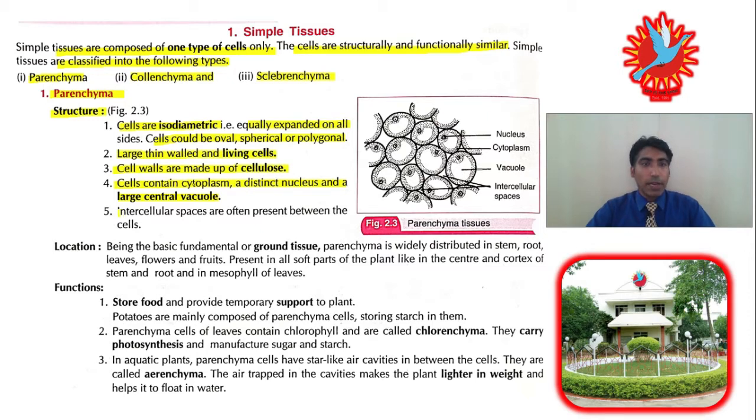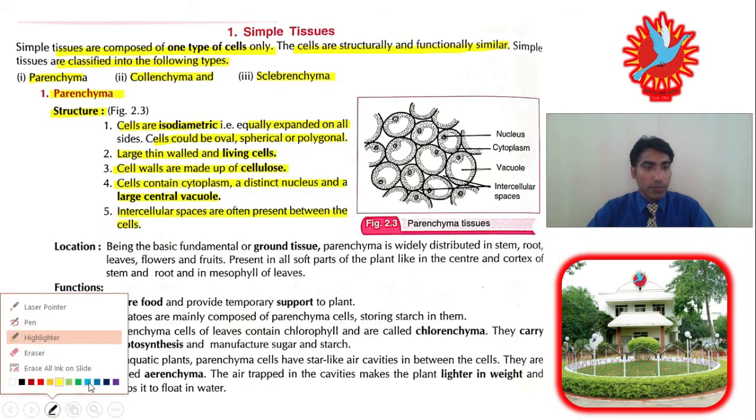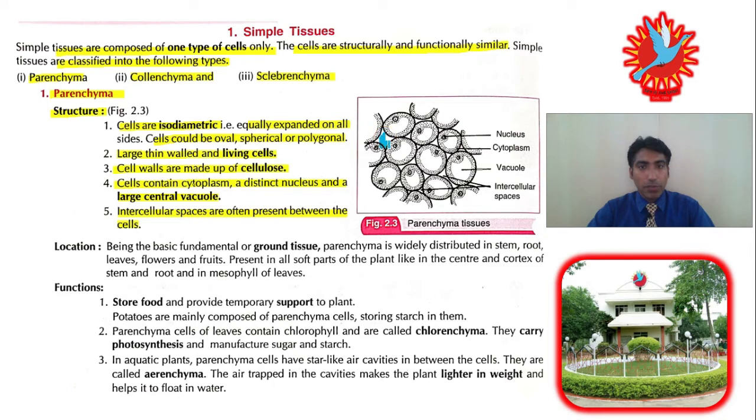Next point, intercellular spaces are often present between the cells. Here I would like to show these spaces with a different color. These are the intercellular spaces that I am going to mark with the sky blue color. So in the simple permanent tissue, the intercellular spaces remain present. Okay, so on the basis of the material filled in these spaces, they can be further classified into different types that we will discuss soon.